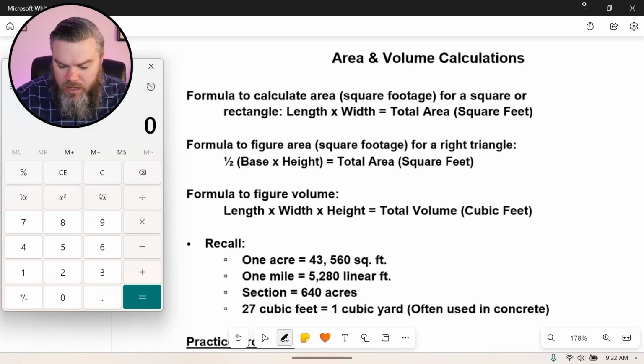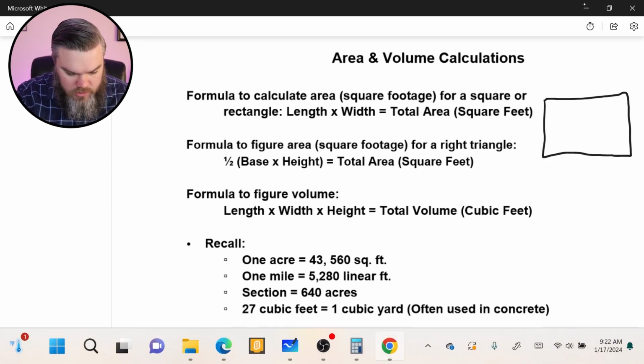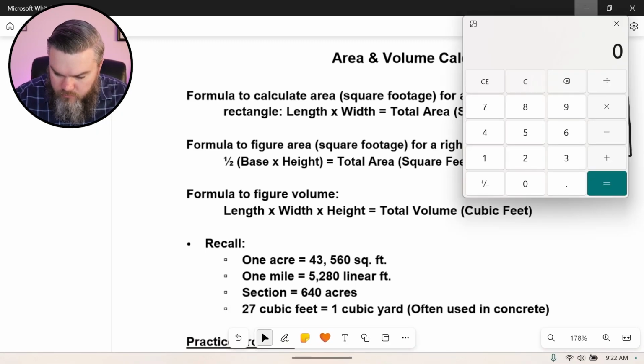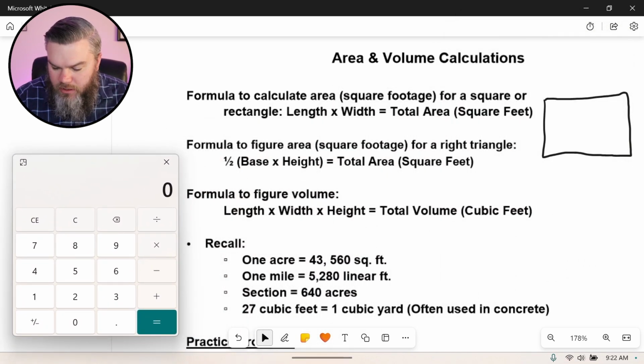So when we look here, I just want to point out an example of this. Let me make sure I get my calculator up here, and let me get my calculator to stay on top. So if we had a rectangular lot and I said that it was 40 feet by 20 feet, all we have to do is take our length and multiply it by our width.